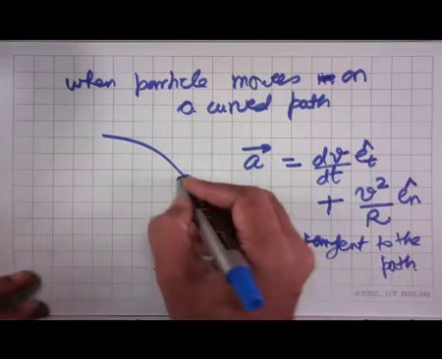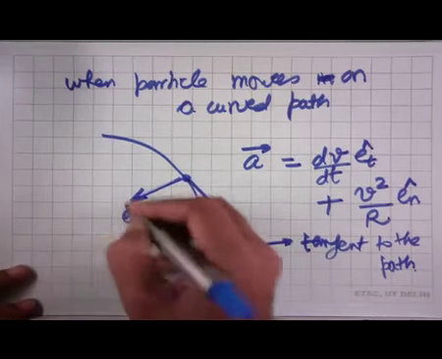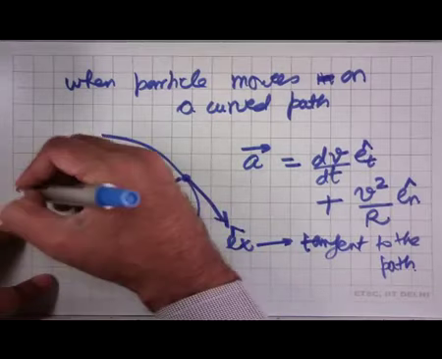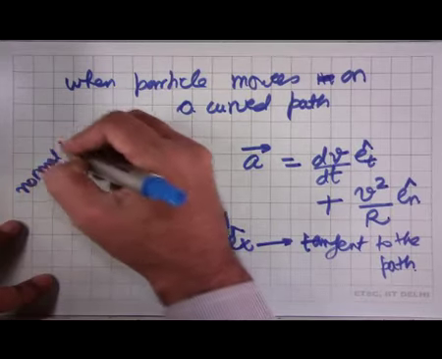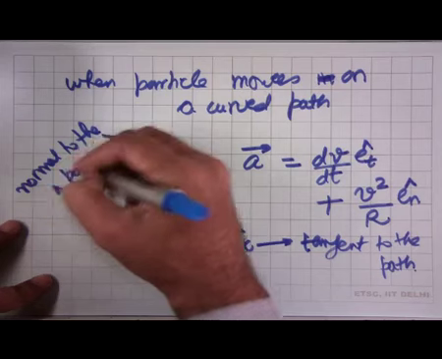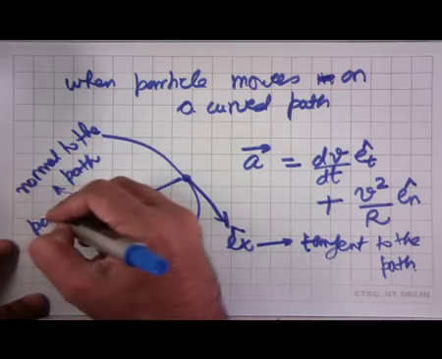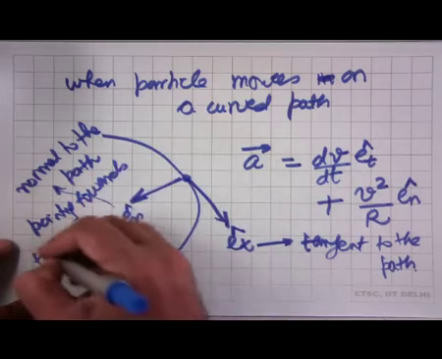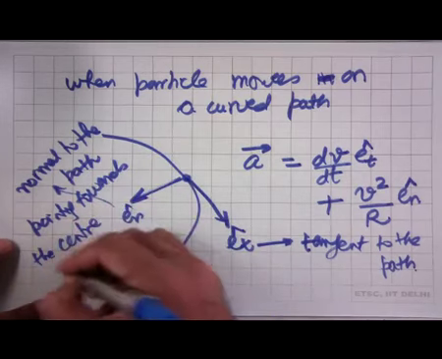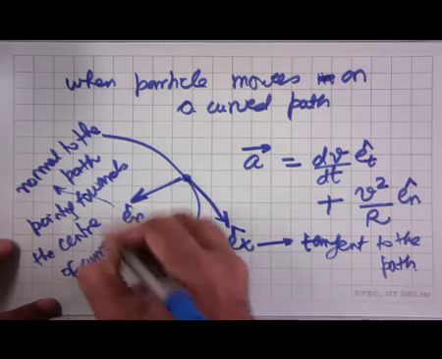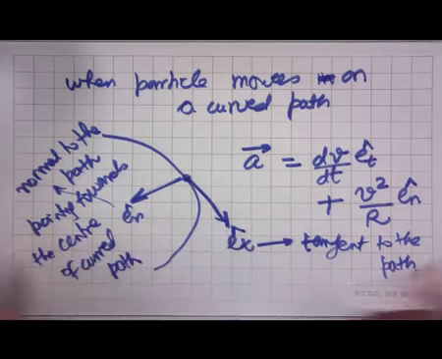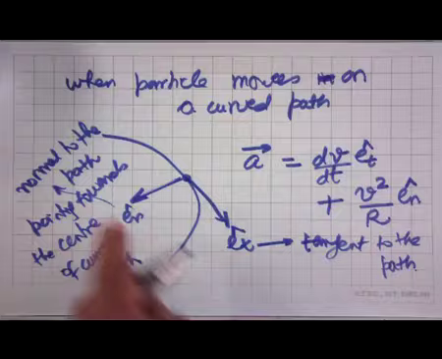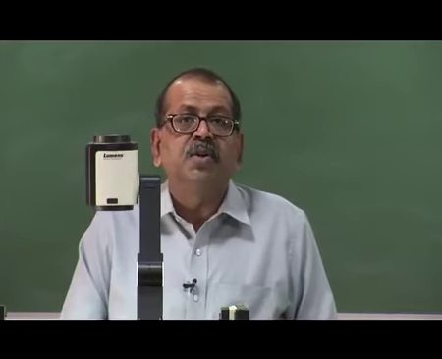And en is a vector which is normal to the path, pointing towards the center of the curved path. And by center we mean, if you assume the motion to be locally in a circle, then it is pointing toward the center of the circle.